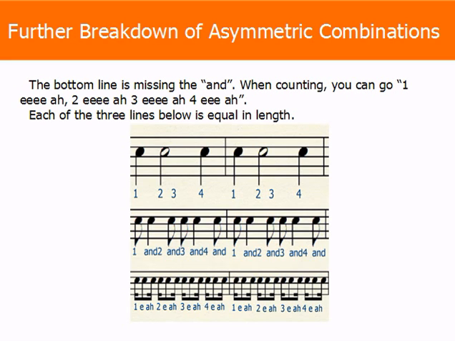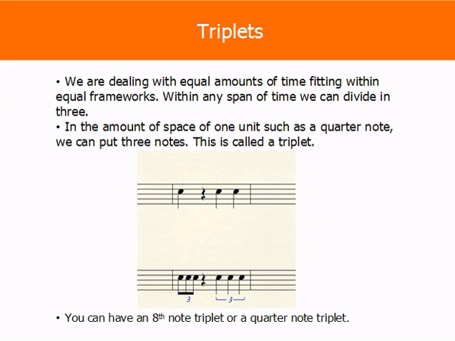And so the bottom line is missing the "and." I just explained what that was all about. So now triplets. We are dealing with equal amounts of time fitting within equal frameworks. Within any span of time, we can divide in 3. So, in the space of 1 unit, such as a quarter note, we can put 3 notes. This is called a triplet.